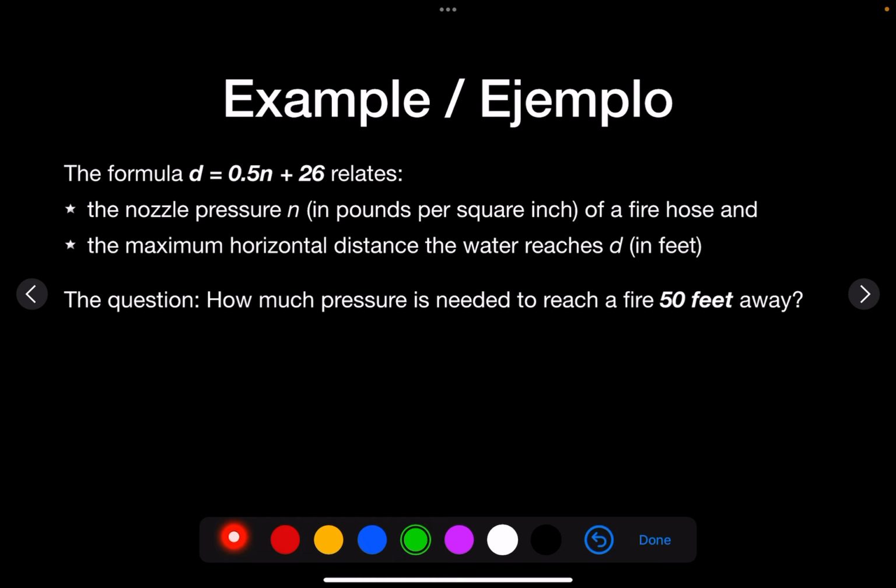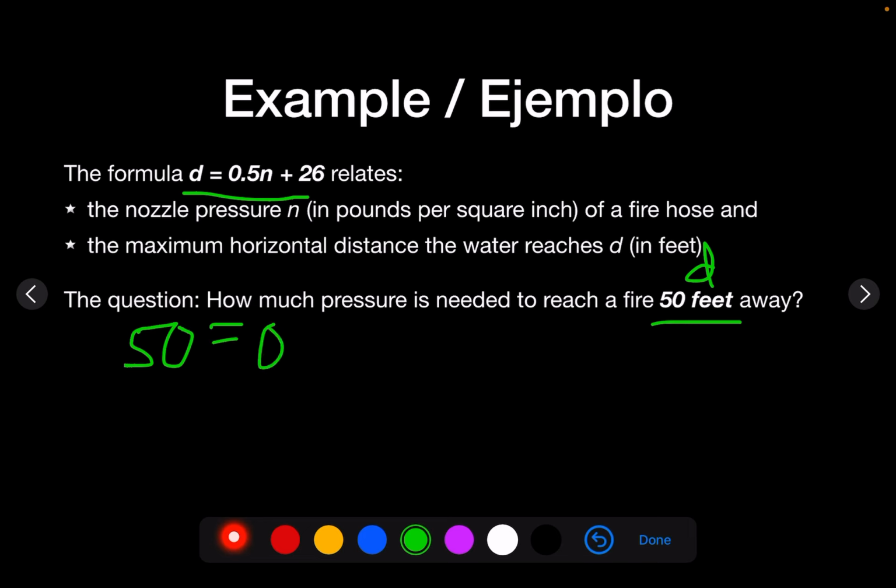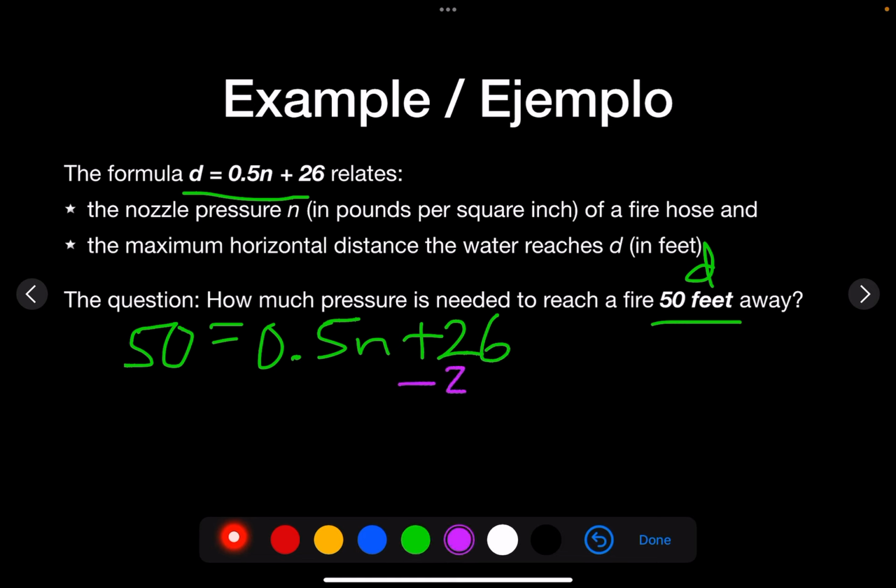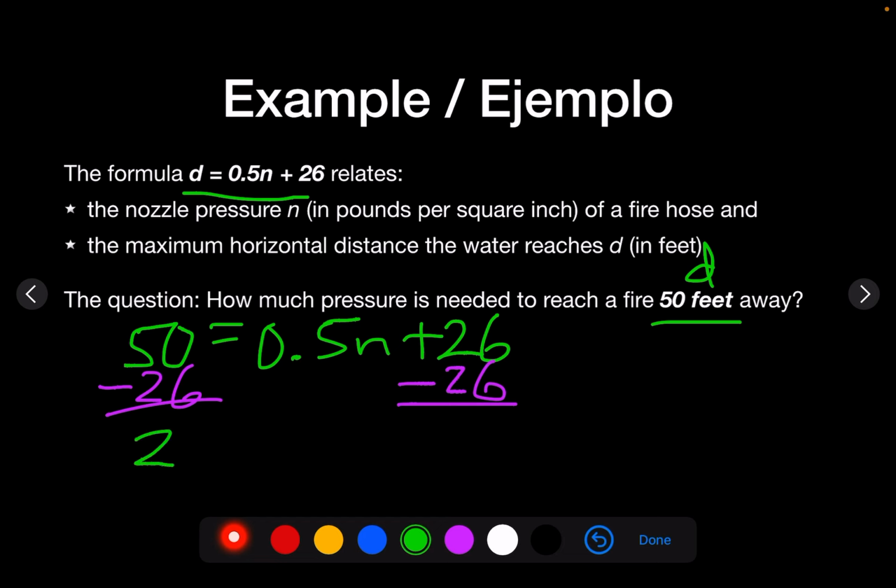And so I'm going to substitute into this formula this 50 feet, and that is going to be the D value. And now how I'm marking it up is a really good idea to help keep track of your information. So 50 feet goes on the left. And then it's half or 0.5 times n, and then plus 26. So now we're ready to go. So I'll subtract 26 from both sides, combining these like terms here. So the difference of 50 and 26 is 24.